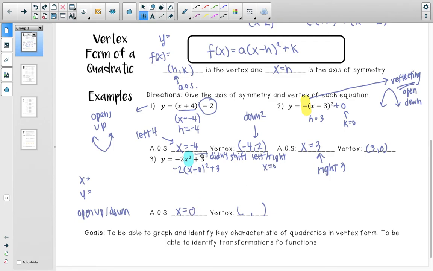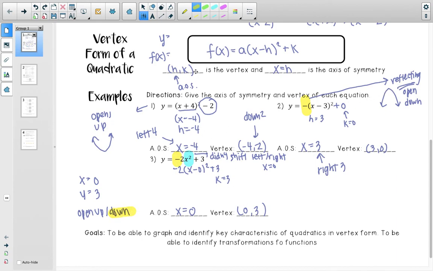Okay, what is this 3 added on? Well, that's the k, and that is the y value in the vertex. So we figured out x equals 0 for the vertex, y equals 3 for the vertex, and because there's that negative, I'm going to highlight it in yellow just like I did on the other one. What does that mean? Well, it means it's going to open down. Okay, it's going to open down because that negative makes it reflect.